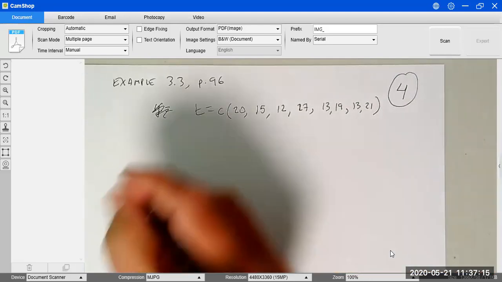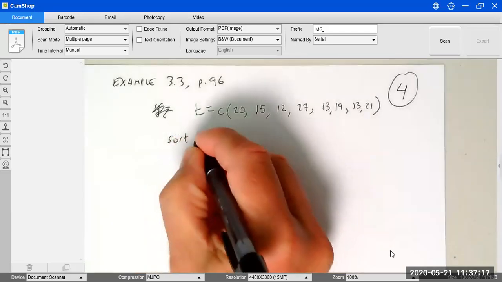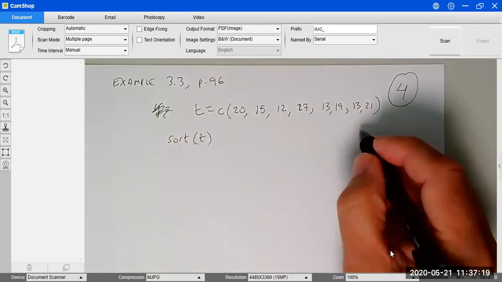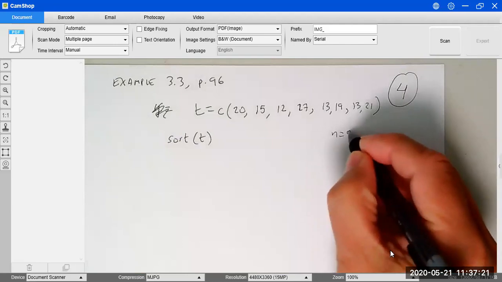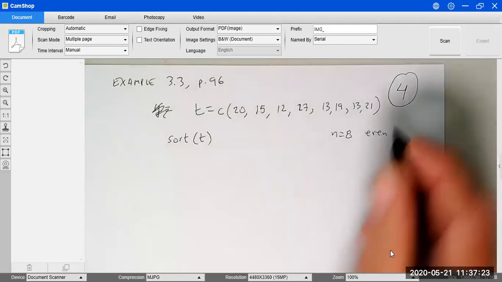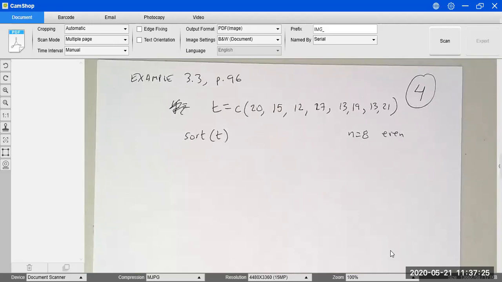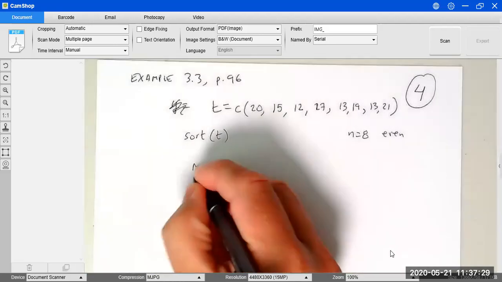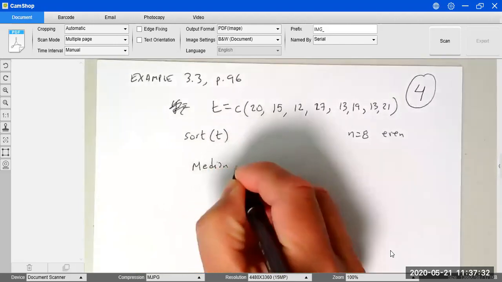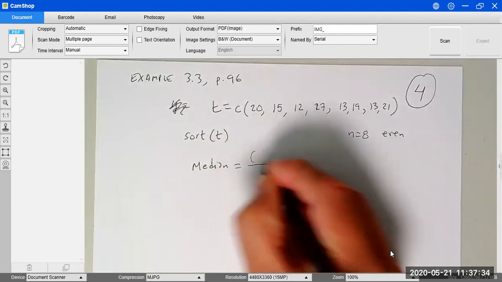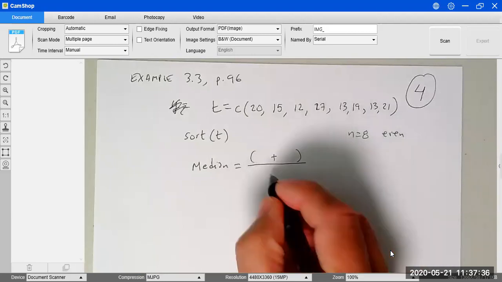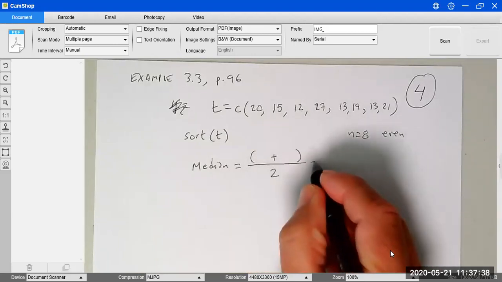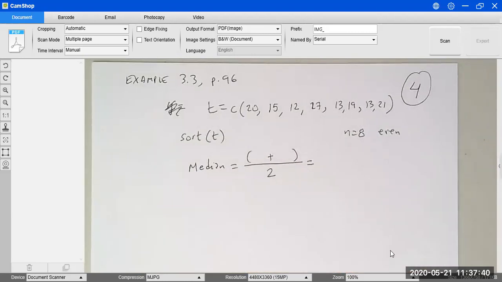Then we're going to sort these values, and we have n equals 8. Now this is even, so we're going to look for the two values that are in the middle. We're going to get the median as the sum of those two values, and we're going to divide the answer by 2. So let's do that in R now.